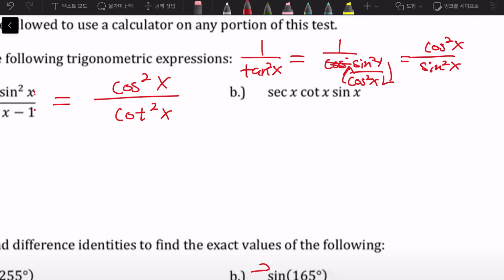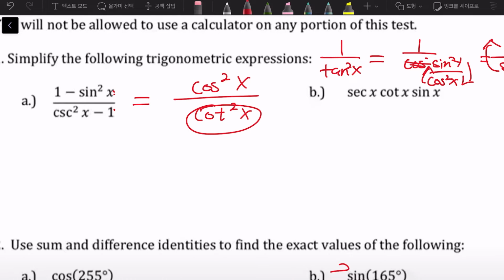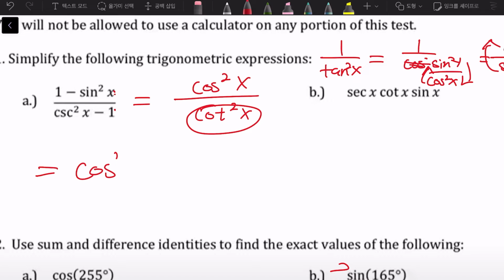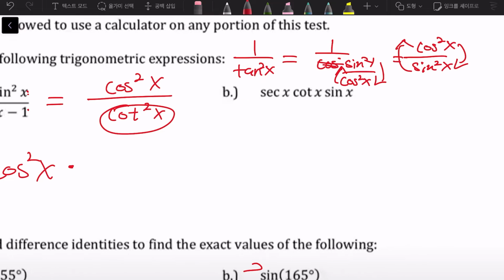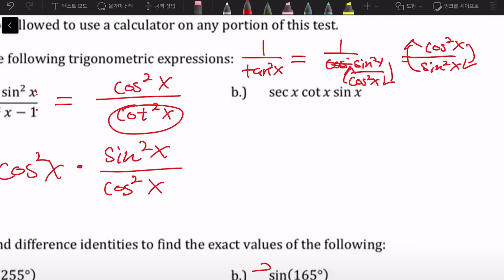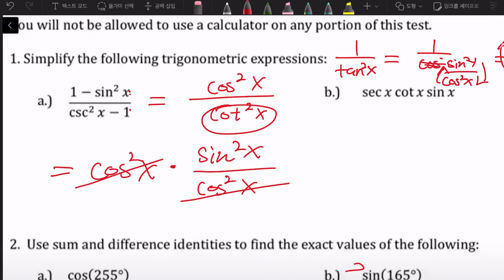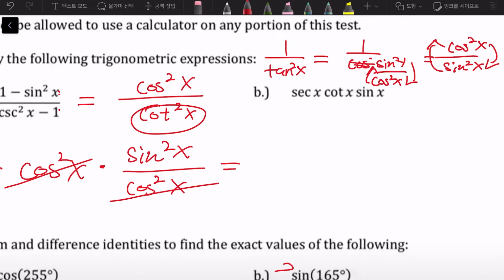However, again, cos is on the bottom, so we inverse the relationship again. So it will be equal to cos square x times sine square x over cos square x, and they cancel out, and it equals sine square x.